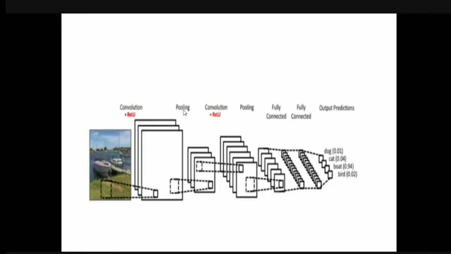Pooling, sir. Pooling. And next, again convolution plus ReLU, and then pooling, and then we do this to the fully connected layer, and finally we get the output prediction. Okay, now let us see what is pooling.